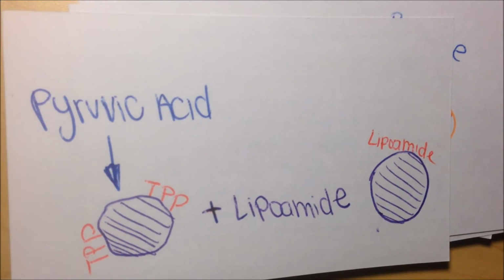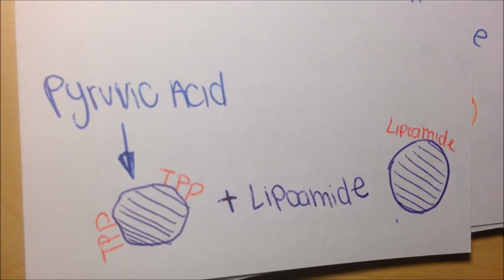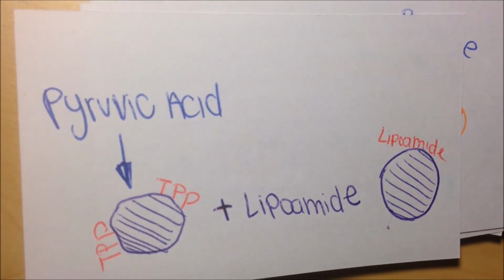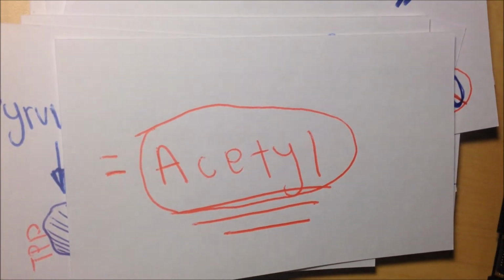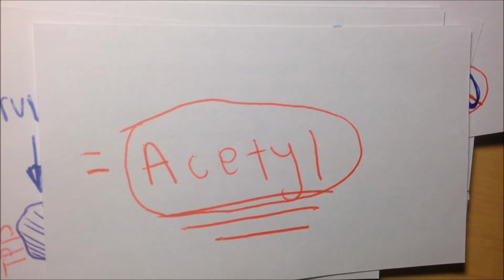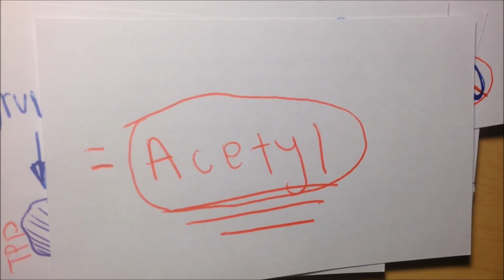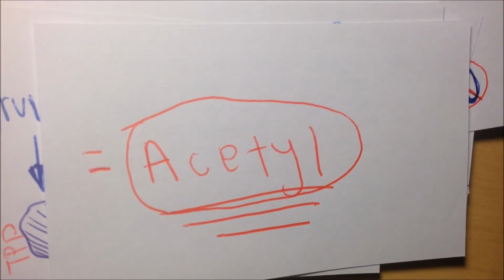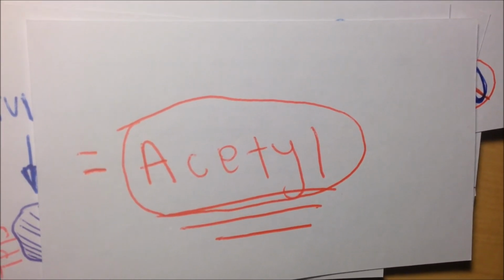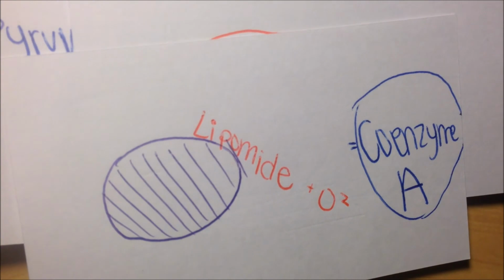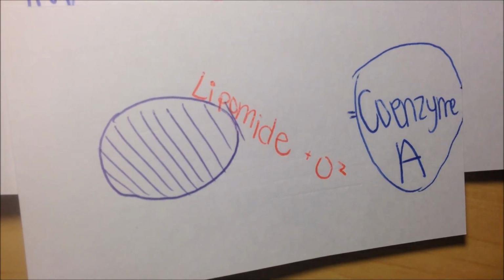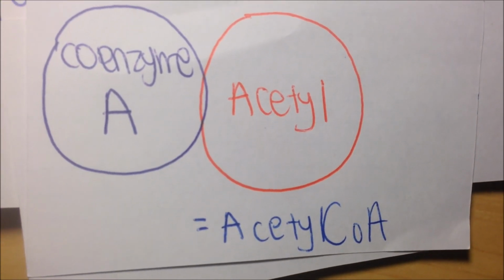The catalyst pyruvate dehydrogenase has one duty, and that is to take off the CO2 molecule from a single pyruvic acid. TPP assists in taking away CO2 and connecting itself with pyruvic acid. Lipoamide is added to the group and TPP is taken away. When this happens, we are left with acetyl. Next, lipoamide gains oxygen, which makes our coenzyme A. Coenzyme A attaches itself to acetyl, creating our end product of acetyl CoA.